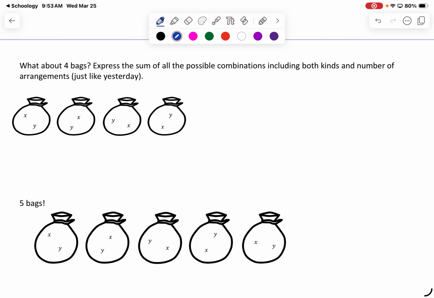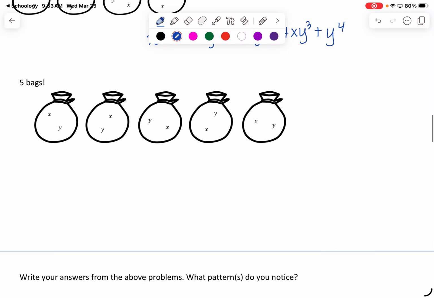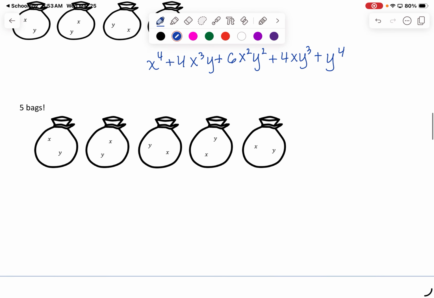So for 4 bags, there was 1 way of getting x 4 times. There were 4 ways of getting x 3 times and a y. There were 6 ways of getting 2 x's and 2 y's, or x squared, y squared. There were 4 ways of getting an x and 3 y's. And there was 1 way of getting y 4 times.